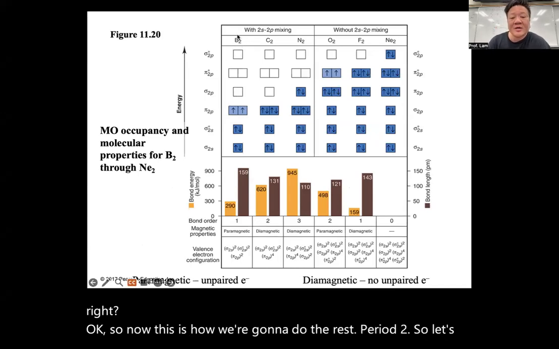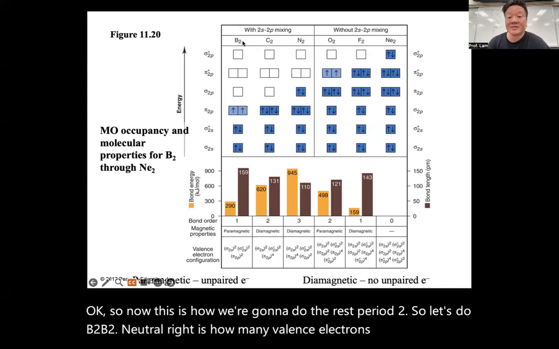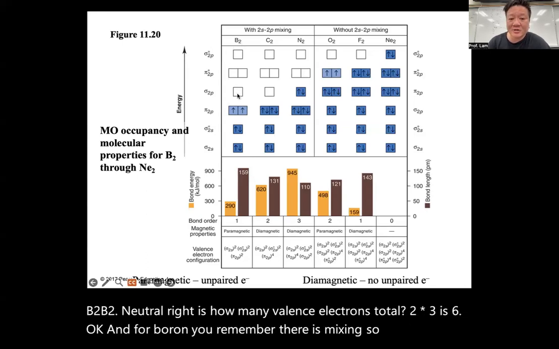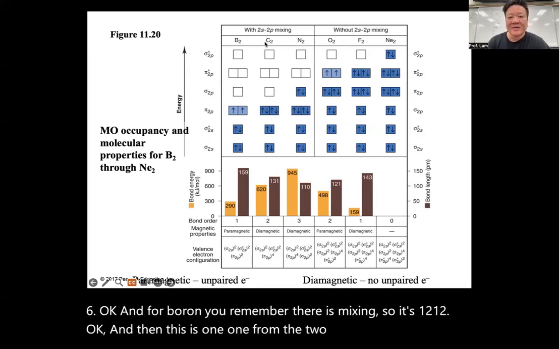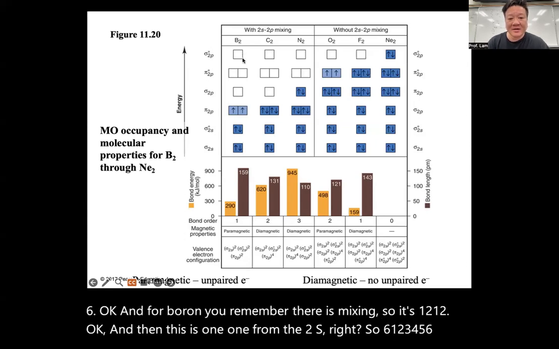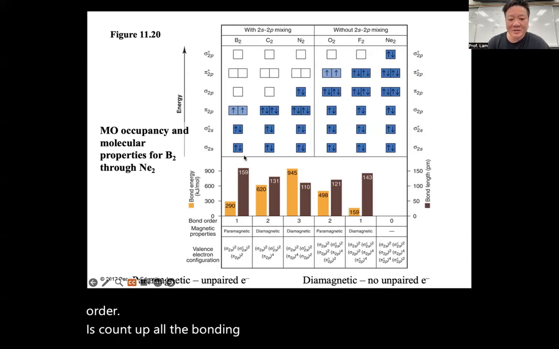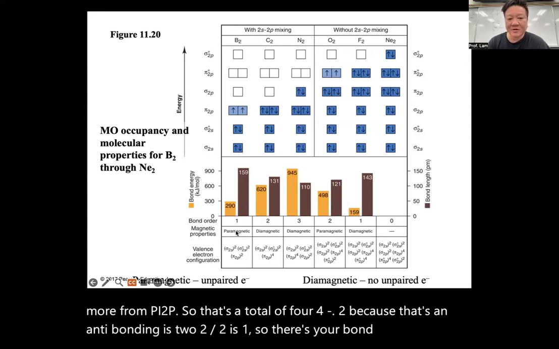So let's do B2. B2 neutral, right, is how many valence electrons total? 2 times 3 is 6, okay? And for boron, remember, there is mixing. So it's 1, 2, 1, 2, okay? And then this is 1, 1 from the 2s, right? So 6: 1, 2, 3, 4, 5, 6. The bond order is, count up all the bonding electrons, 2 from the sigma 2s, 2 more from pi 2p, so that's a total of 4. 4 minus 2, because that's an antibonding, is 2. 2 divided by 2 is 1. So there's your bond order for B2.